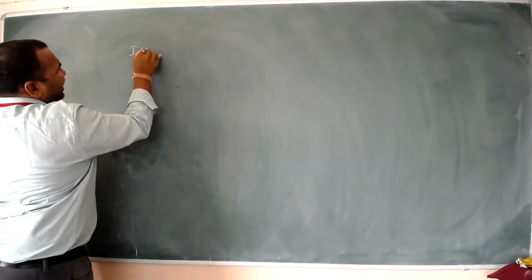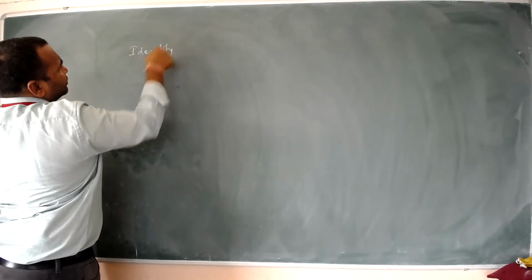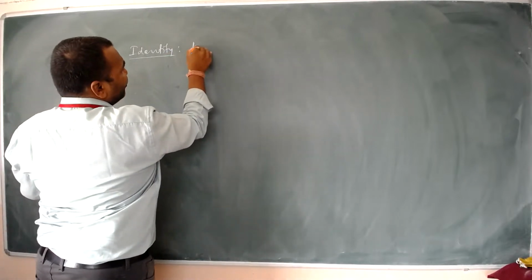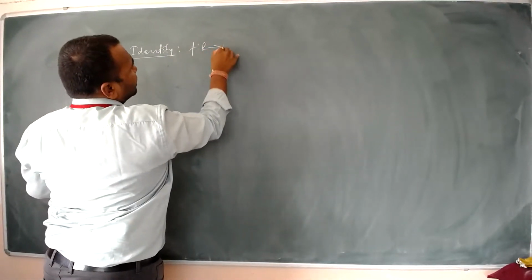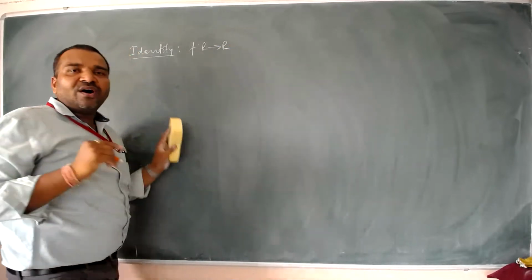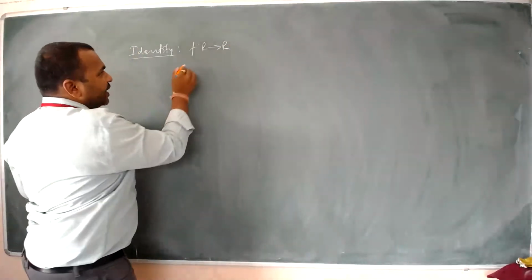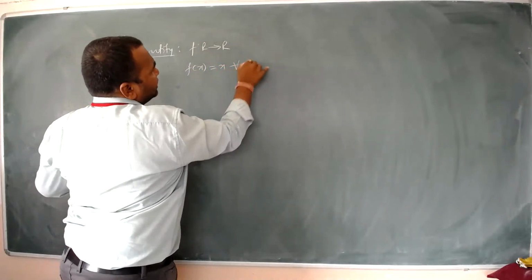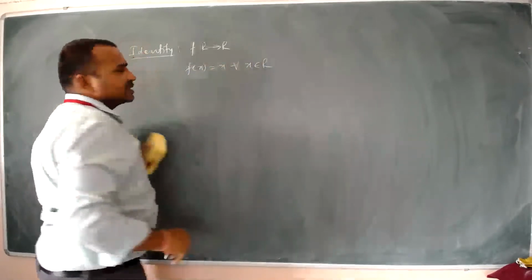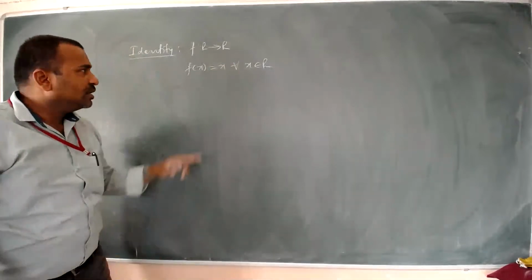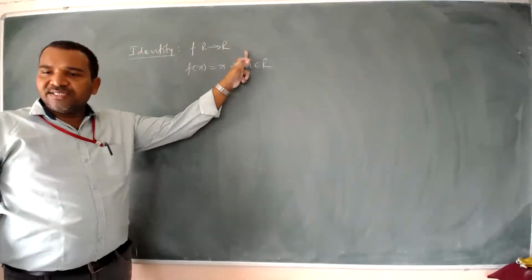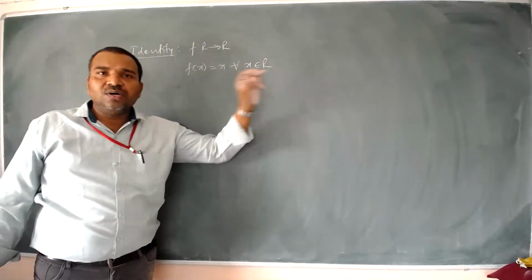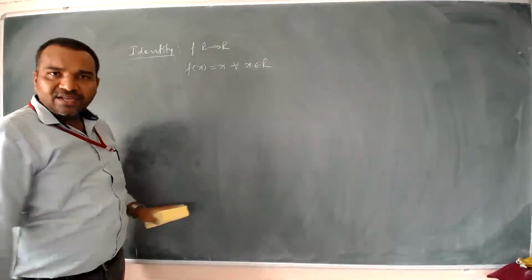Next, the identity function. A function f from R to R defined by f of x equal to x for all x belonging to R is called the identity function.